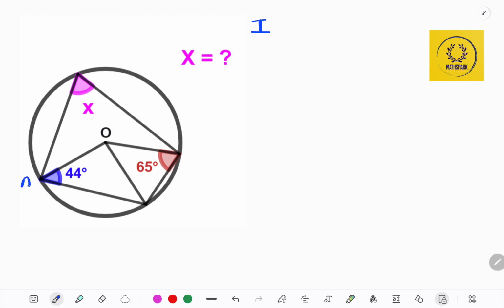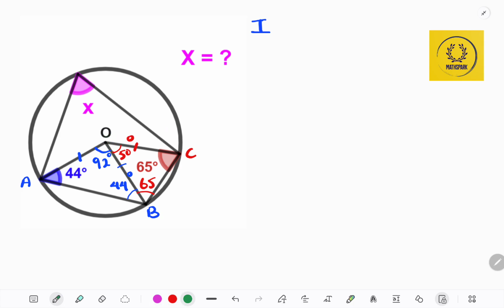We have this triangle, let's call this triangle OAB. OA and OB are radii of the circle, so we have an isosceles triangle. We found that B is 44 degrees as well, and the third angle of this triangle is gonna be 92 degrees. And for triangle OBC, OB and OC are radii, so we have an isosceles triangle. B is 65 and the third angle is 50 degrees.